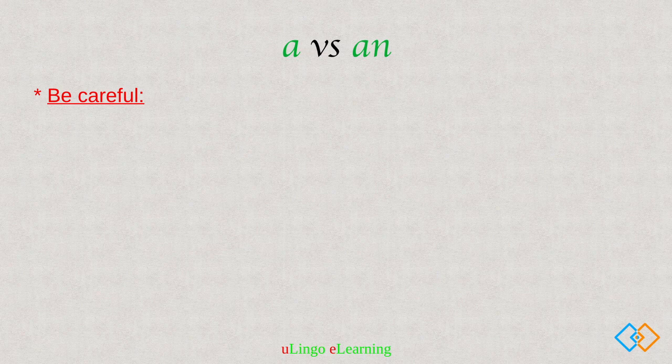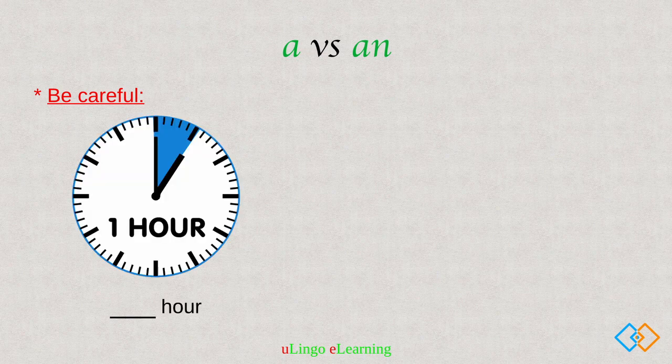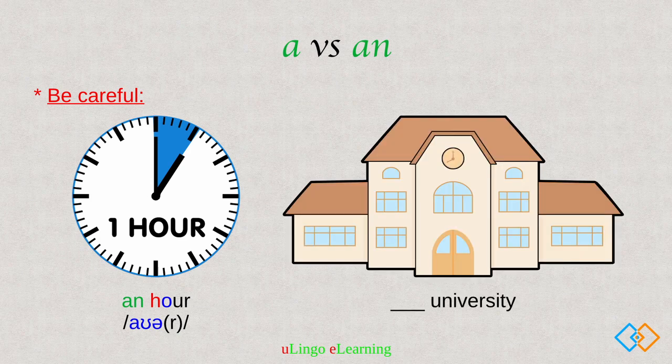For example, the word hour. The starting letter is H, but H is silent. That's why the first sound is hour. It's a vowel sound, that's why we use an hour. Let's have a look at another example, university. This word starts with the letter U, but it is pronounced with Y at the beginning. And it is a consonant sound. That's why we use the article a university.